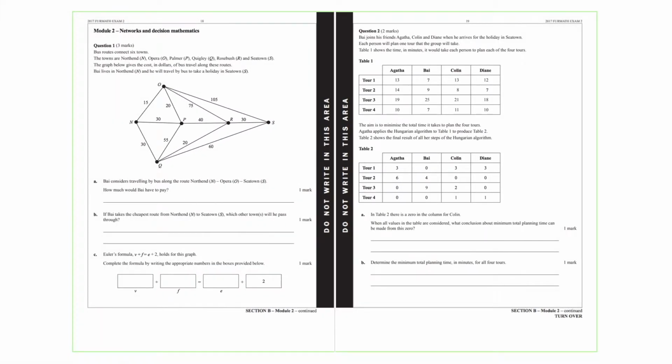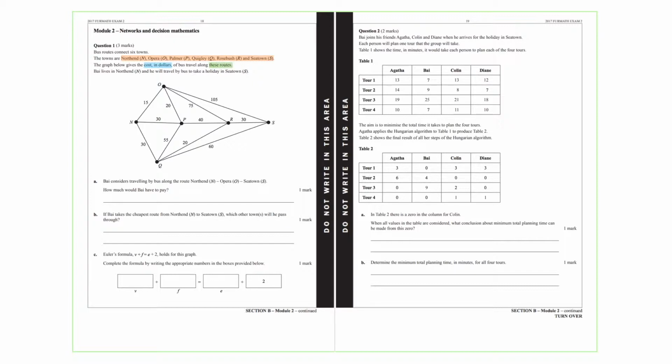Module 2, Networks and Decision Mathematics. Question 1. Bus routes connect 6 towns. The towns are North End, Opera, Palmer, Quigley, Rosebush, and Seatown. The graph below gives the cost in dollars of bus travel along these routes.